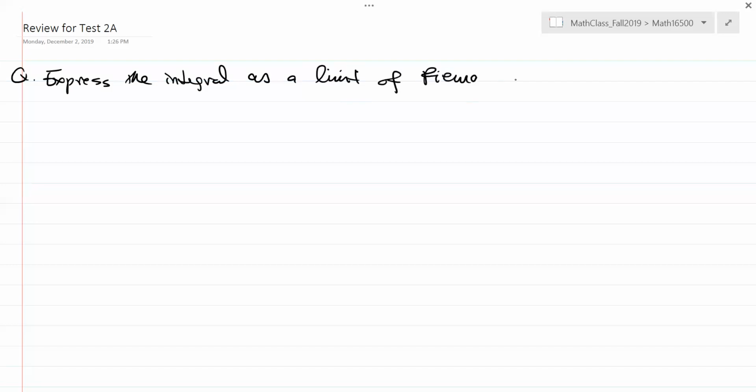So let's see how much time we needed to finish a test. The first problem is to express an integral as a limit of Riemann sums. That just asks you to record the definition of the integral, right?